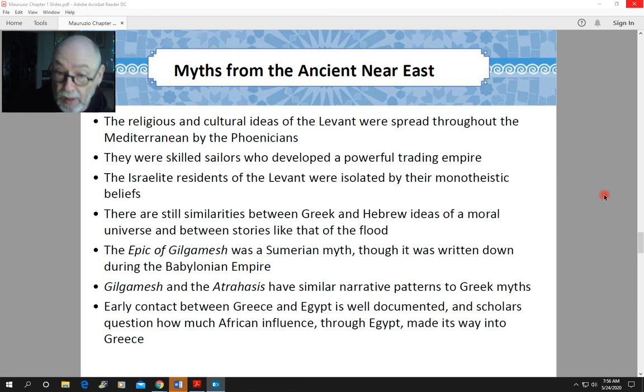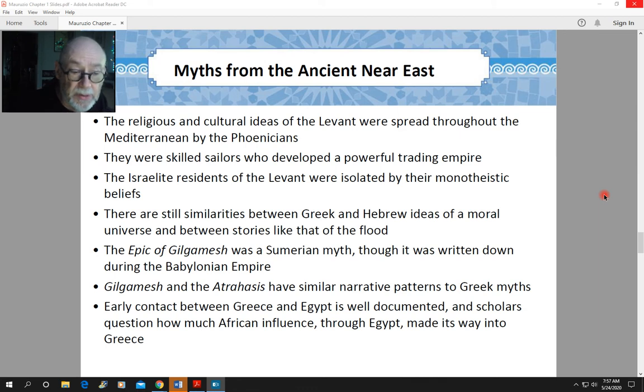There are some similarities between Greek and Hebrew ideas of a moral universe. That happens more later. I'm not sure. I mean, Hesiod has some elements of that. There are some elements in Homer, but it doesn't become quite as fixed until later. But the story of the flood, which seems to have started as a Babylonian or Mesopotamian story, is both in Genesis, the Noah and the flood, and there's also a Greek version, Deucalion and the flood. So that flood story does seem to have spread all about.